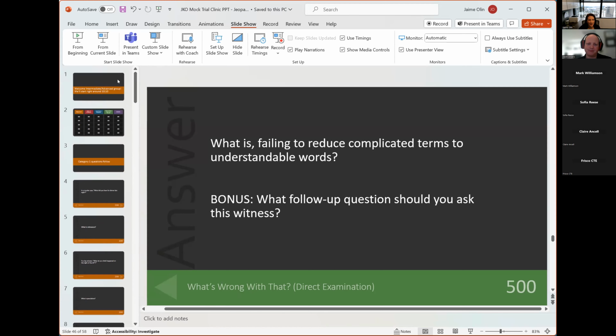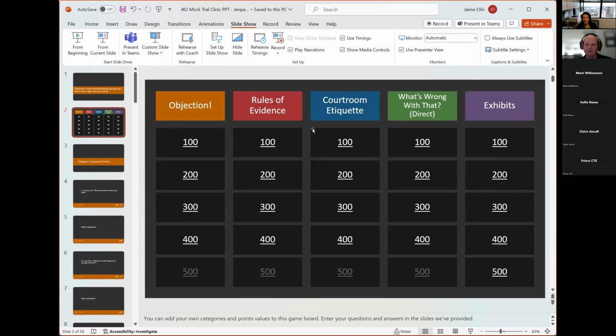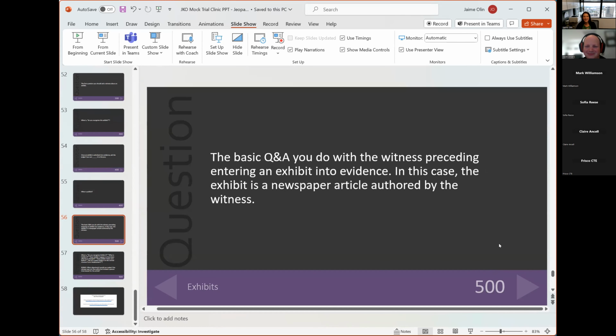All right, let's go back to the board. Sophia, please pick the next clue. Let's do exhibits for 500. All right. I love how everybody went directly for the $500 category, and that is going to be cleared out now.